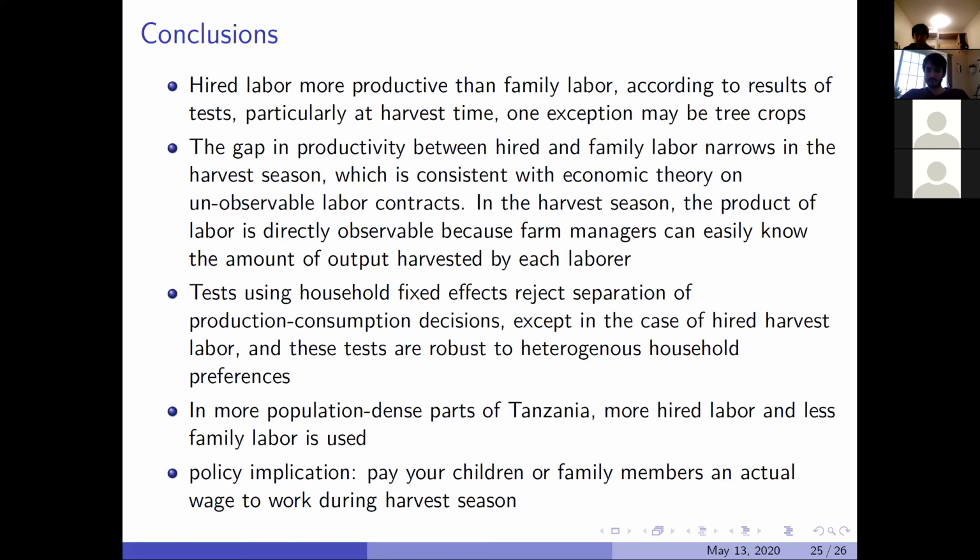These tests are robust to heterogeneous household preferences. I did mention this in response to one of Kevin's questions: if the household has different preferences for labor, that could affect whether they hire in labor. So if it's a farm-loving household, that should be controlled for with household fixed effects. And in more population dense parts of Tanzania, more hired labor and less family labor is used.